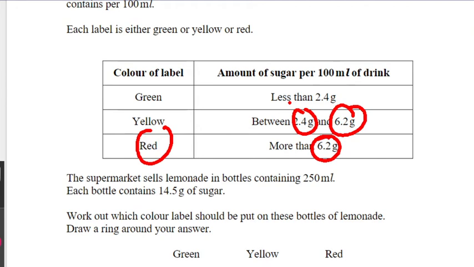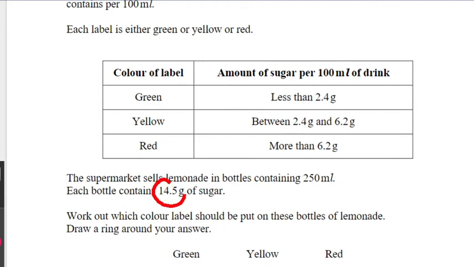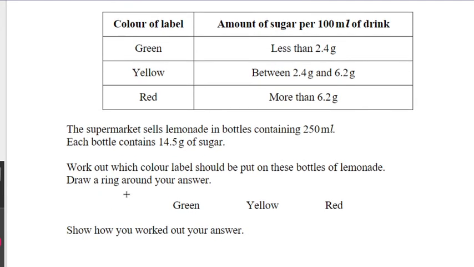This supermarket sells lemonade in bottles containing 250 milliliters, where each bottle contains 14.5 grams of sugar. But this table here is per 100 milliliters, and this one is 250 milliliters. So we need to find how much sugar is in 100 milliliters. We can use this method here, milliliters and here grams. For every 250, this bottle contains 14.5.